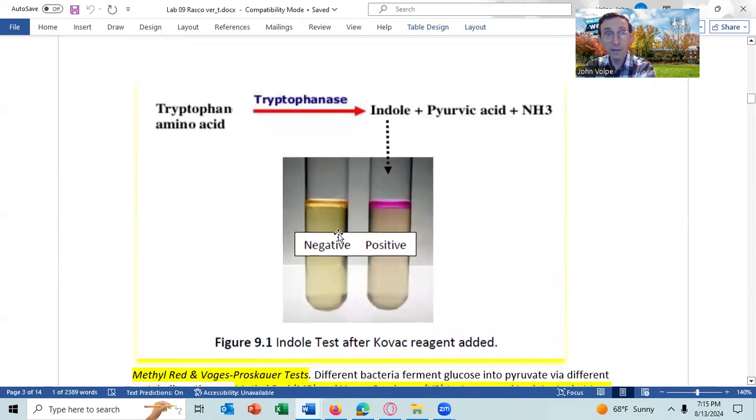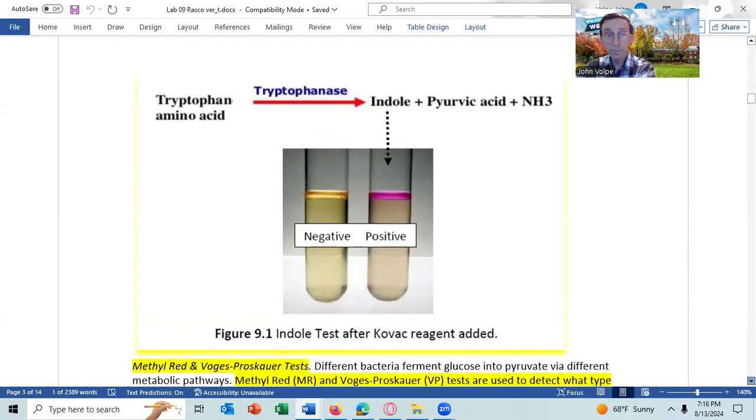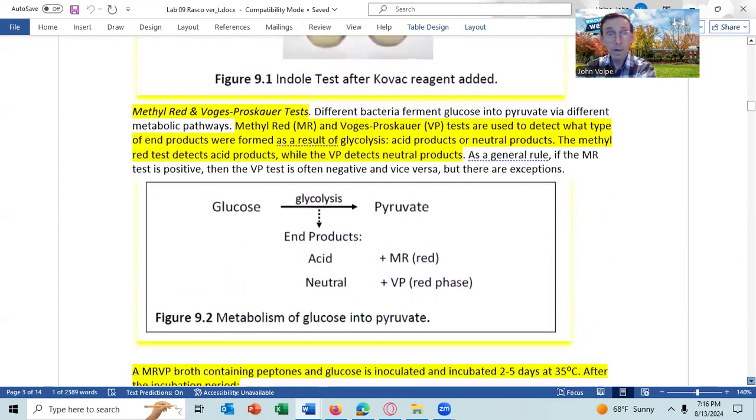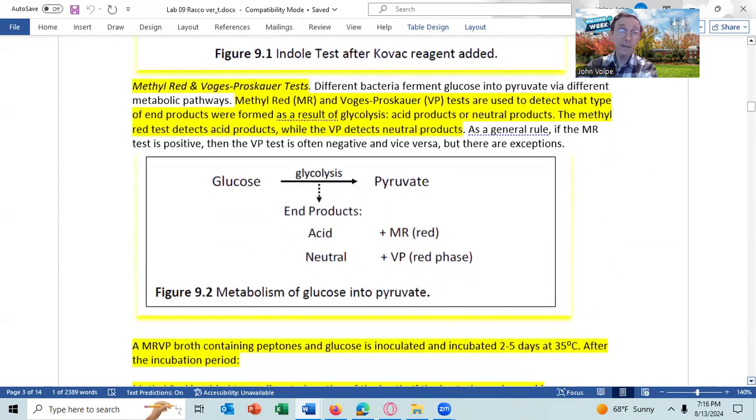This is what we're looking at: the amino acid tryptophan in the presence of tryptophanase can produce indole, which when you add Kovac's reagent, which stays at the top, it should be a reddish color. And this picture, for some reason, is not very red. It's more purple, but it should be a reddish color. All right. Any questions about the indole test?